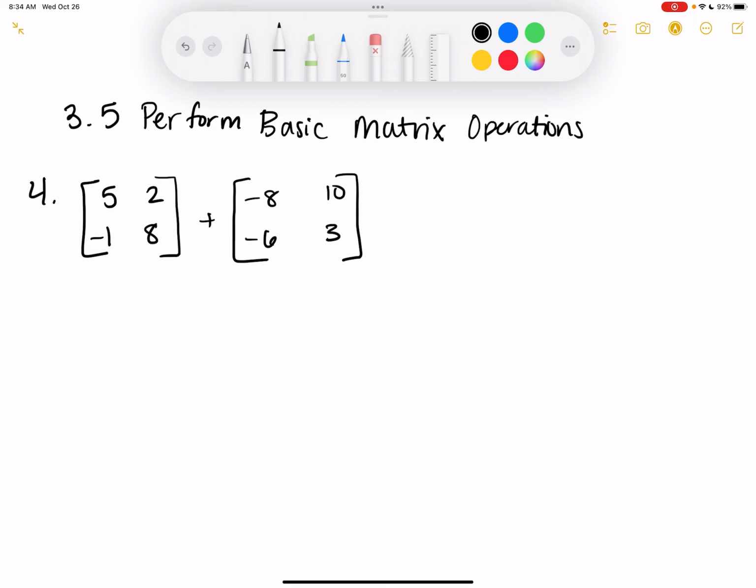Since they're the same, we can combine them, and it is going to result in a 2 by 2. So each spot goes together. Top left goes with top left. So 5 plus -8 is -3. 2 plus 10 is 12. -1 plus -6 is -7. And 8 plus 3 is 11.